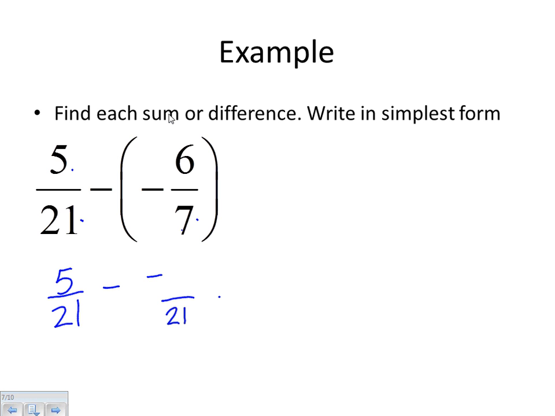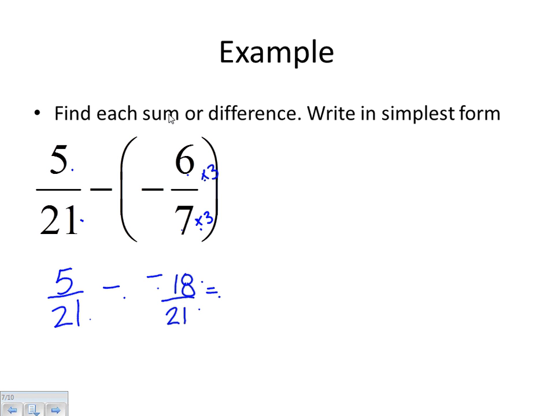Well, what do I have to multiply by 7 to get me to 21? I have to multiply by 3. If I multiply the bottom by 3, I've got to multiply the top by 3. And 6 times 3 gives me 18. Okay, so I now have 5 over 21 minus a negative 18 over 21.